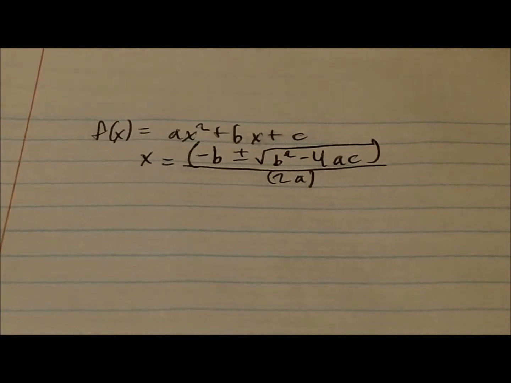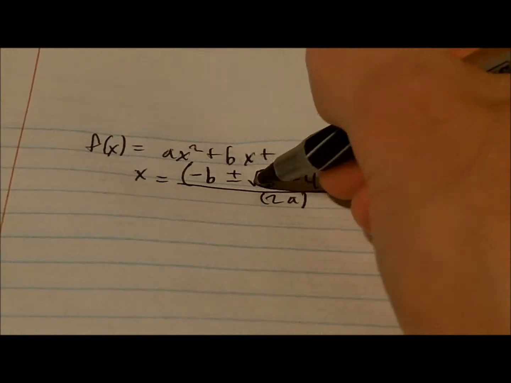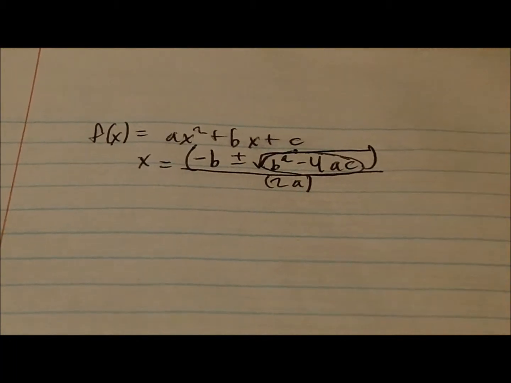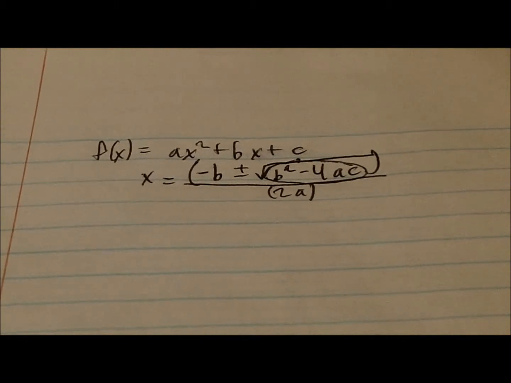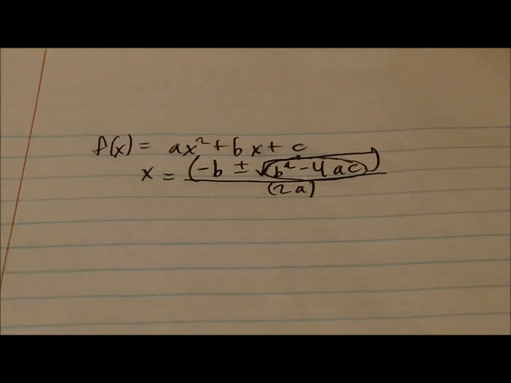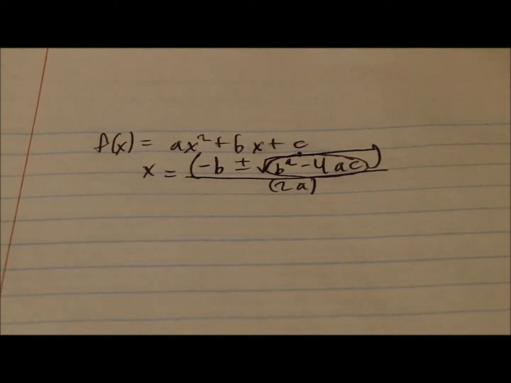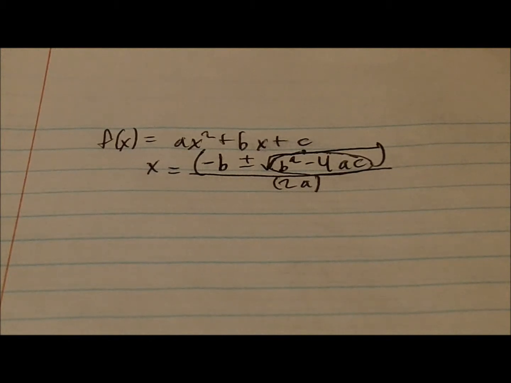But you probably have wondered in the past, what if this discriminant here, this value under the radical, b squared minus 4ac, what if that value is negative? And you've probably been told, well, then there's absolutely no solution. We cannot solve such a polynomial. We can't find a solution. There is no solution. But that's not entirely true.